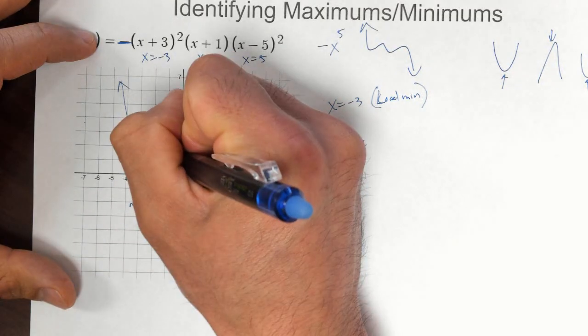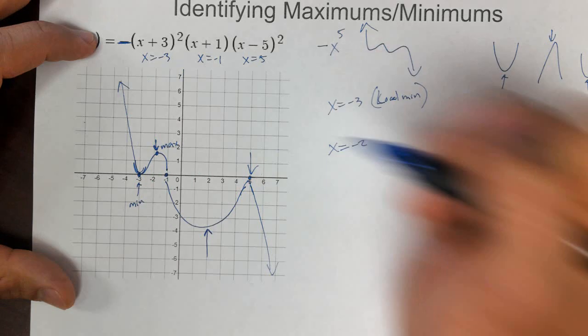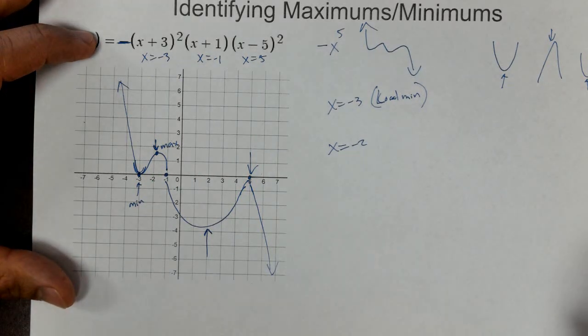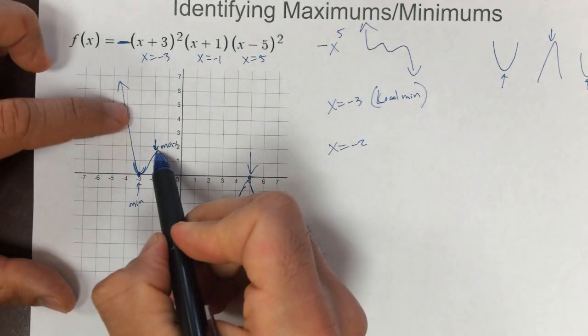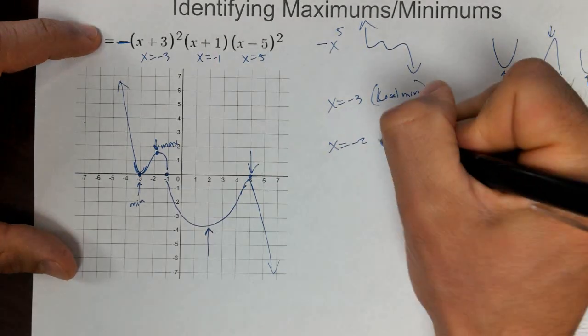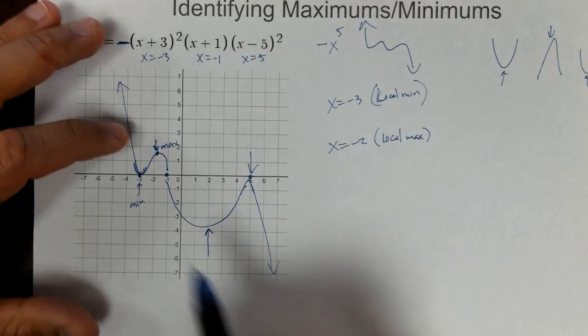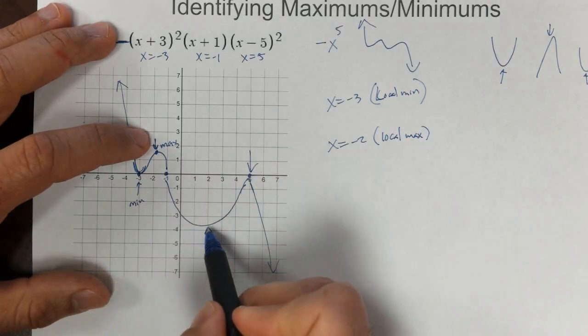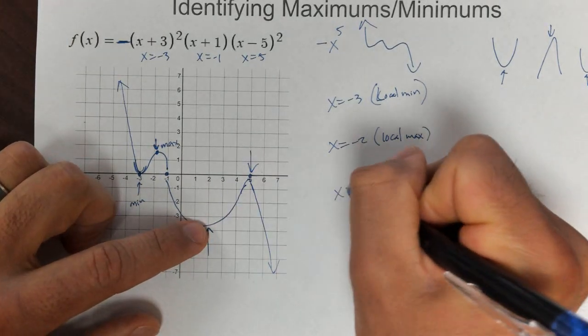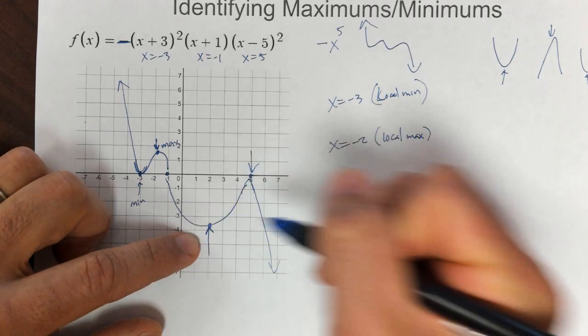At negative 2, I reach a maximum value. But is it the highest point in the graph? No, there's even points that are even higher. So we call this a local maximum. And then it drops down to this point. At x equals 2, what happens? We have another minimum.